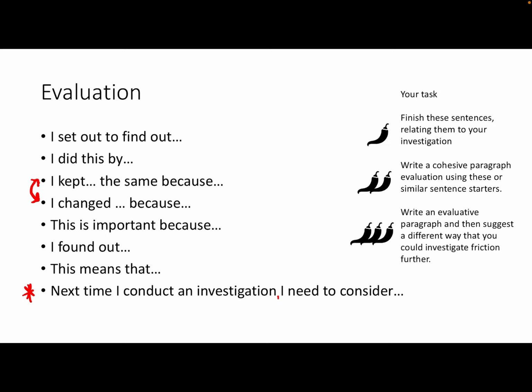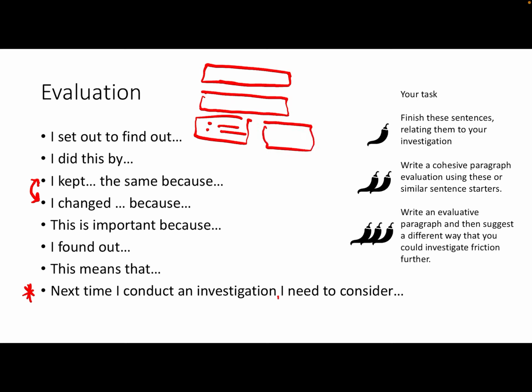So here's our tasks. For 1 chili, all I want you to do is just to finish these sentences and relate them to the investigation that you did. For 2 chilies, write them as a paragraph. Now you might lay them out differently. You might have a little box at the top, which was what you set to find out. You might have another paragraph here. You did this by. You might just have them in paragraphs. You might have a little bit where actually you've got your steps. You might have a little picture of what you did. Lay it out so it looks quite appealing rather than just having sentences.